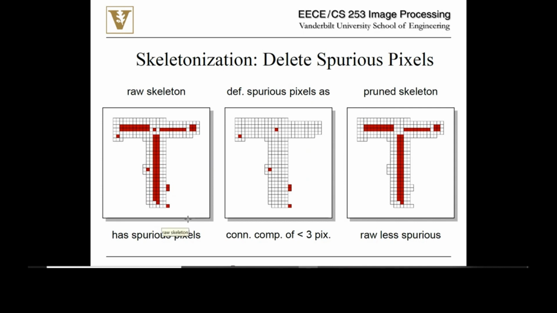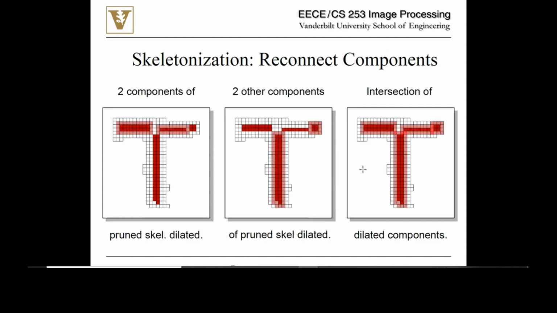Now let's prune it. Pruning is you compute connected components, and all those connected components that have less than 3 pixels, and this 3 is a number you choose, you delete. So these ones, I didn't get rid of those. Those are the ones that remain. But they are not connected, so let's try to connect them.